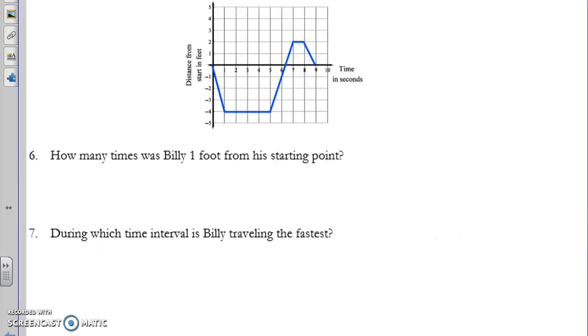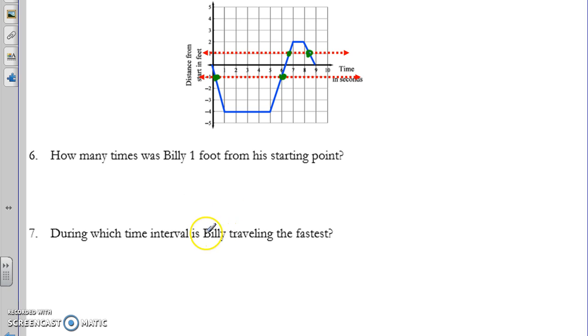Okay. Number 6, how many times is Billy 1 foot from his starting point? So we take a horizontal line. We go 1 foot. And then he's also 1 foot away here. So Billy is 1 foot from his starting point 1, 2, 3, 4 times.